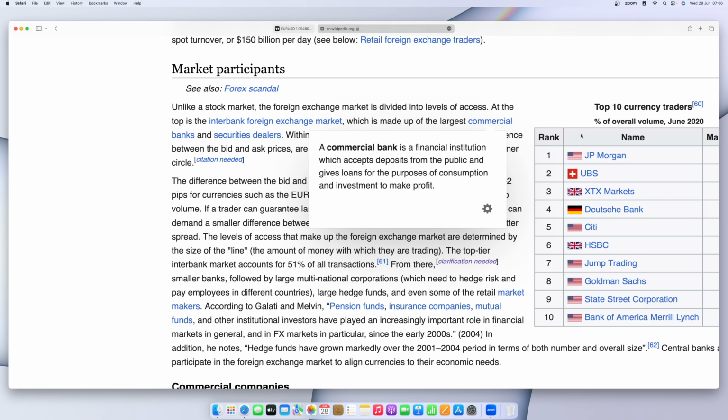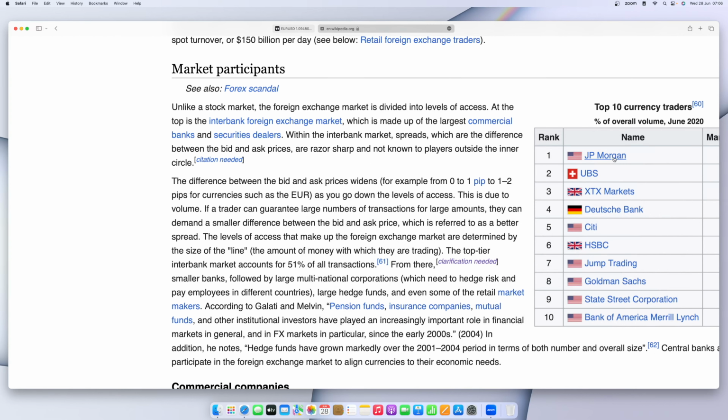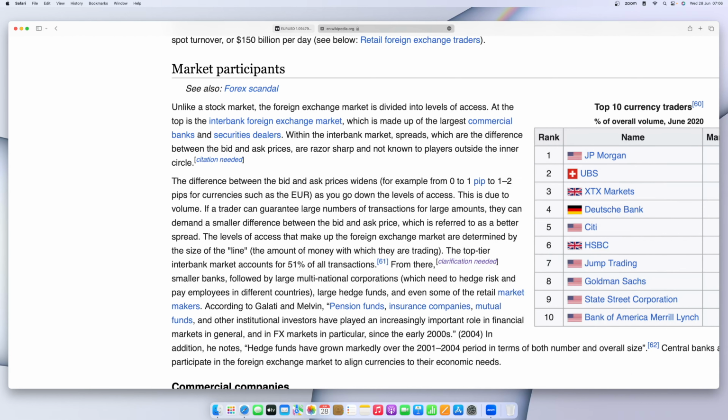That's where we have banks like JP Morgan. JP Morgan Chase and Co. is an American multinational financial services firm headquartered in New York. It says it is the largest bank in the United States and the world's largest bank by market capitalization. So JP Morgan is a very big bank. All right, but let's continue.